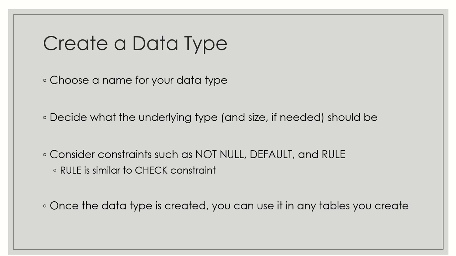From there, we would consider what kind of constraints we would want to put on our data type, such as not null, default, and rule. So we're going to be also looking at creating a rule constraint today. A rule is similar to a check constraint, and we'll discuss more about the differences between check and rule a little bit later in this video. Once the data type is created, you can use it in any tables you create from there on. You can also use it to create new columns in existing tables.